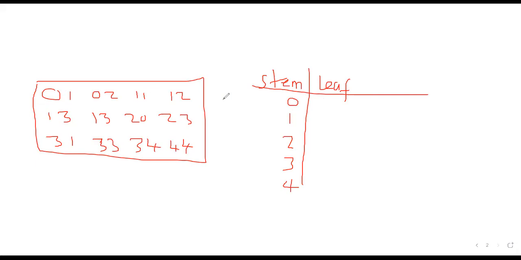So numbers that start with a 0, we have 01. So the stem, we can't write another 0. So 01 there. We have 02 there. Then on the 1s, we have 11. We have 12. We have 13. And another 13 there. And the 2s, we have 20. We have 23. We're done. On the 3s, we have 31. We have 33. We have 34. On the 4s here, we have what? We have 44. Altogether, that is how we draw this.